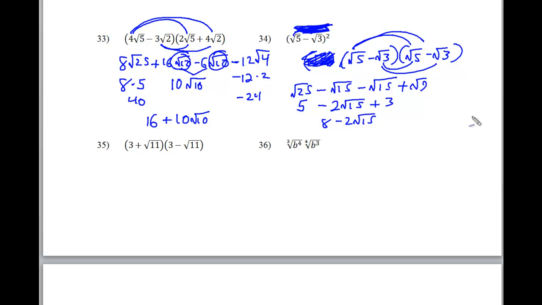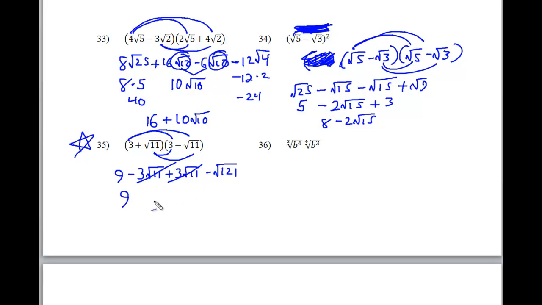All right, number 35, this is actually a trick that we will use to get the radical out of the denominator. We're going to do some FOIL here. 3 times 3 is 9. 3 times negative square root of 11 is negative 3 square root of 11. 3 times square root of 11 is positive 3 square root of 11. And finally, the last term there is positive times negative, which is negative square root of 121. So now we have 9. These two simplify to make 0, minus 11, because the square root of 121 is 11. 9 minus 11 is negative 2.